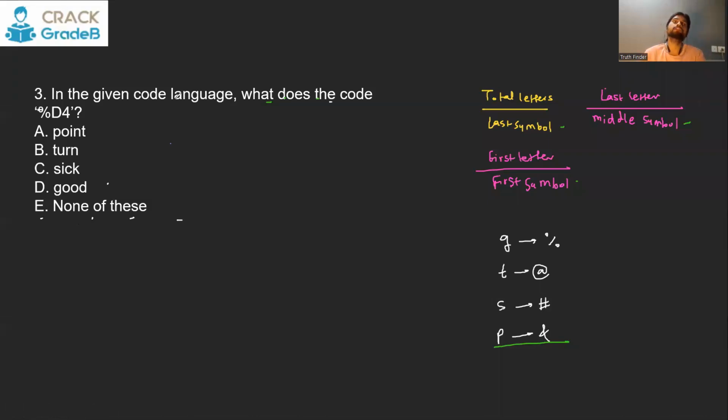In the given code language, what is the code %D4? Percent means G, so the first symbol should be G. The middle is D, which means it should end with D. And 4 means a total of 4 letters should be there. So good has 4 letters, it starts with G and it ends with D. So in the given code language, the code is for good. Good is the answer.